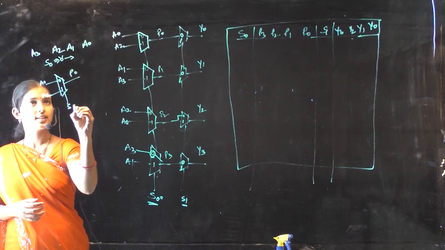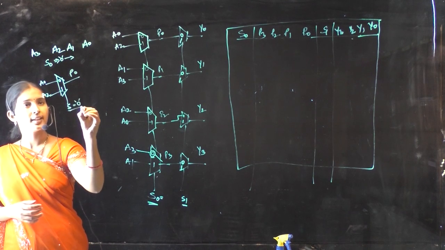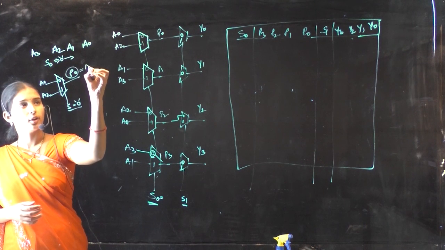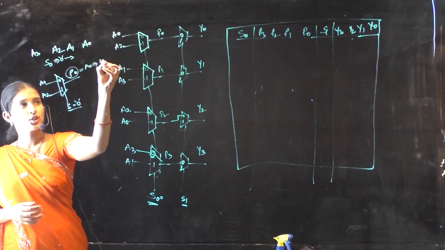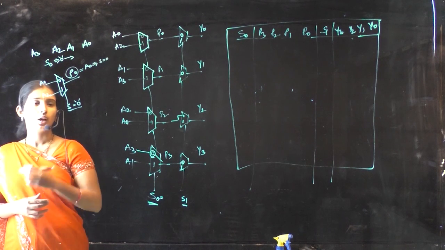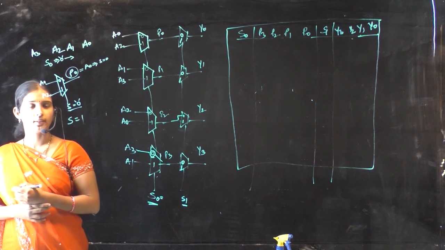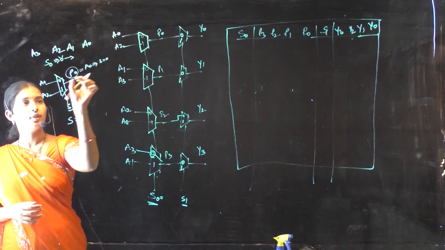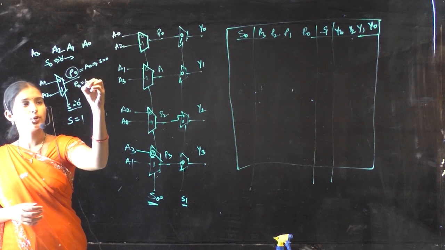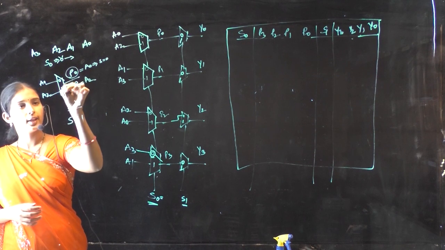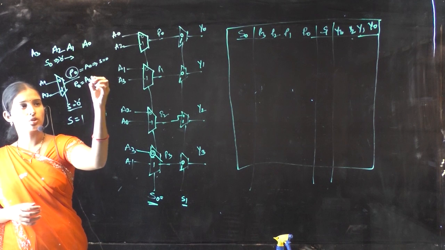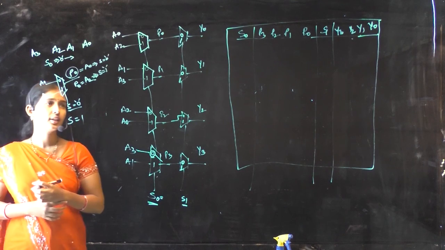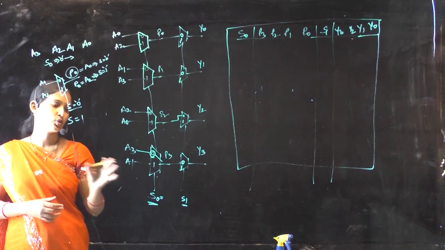If the selection line is equal to 0, then P0 is equal to A0, if and only if the selection line is 0. What happens if the selection line is equal to 1? Whatever data is available at input 1 will be at your output. So P0 is equal to A2. This is nothing but a switch that is closed, so A2 when the switch is 1. Based on this principle only, this is all going to work.